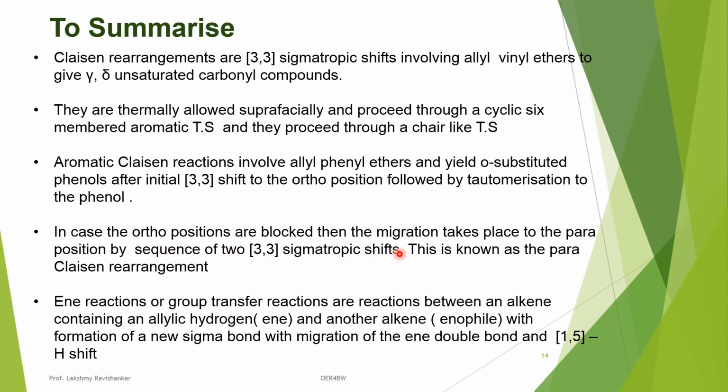The first one is a normal Claisen rearrangement and the second one is the Cope reaction, and this is known as the para-Claisen rearrangement. Ene reactions or group transfer reactions are reactions between an alkene containing an allylic hydrogen, which is known as the ene, and another alkene or a multiple bonded system known as enophile, with the formation of a new sigma bond and migration of the ene double bond followed by a 1,5 hydrogen shift.